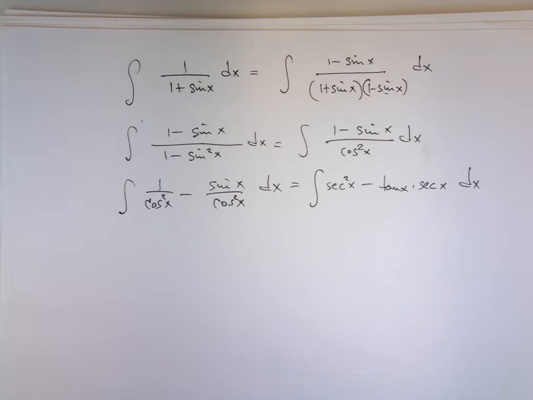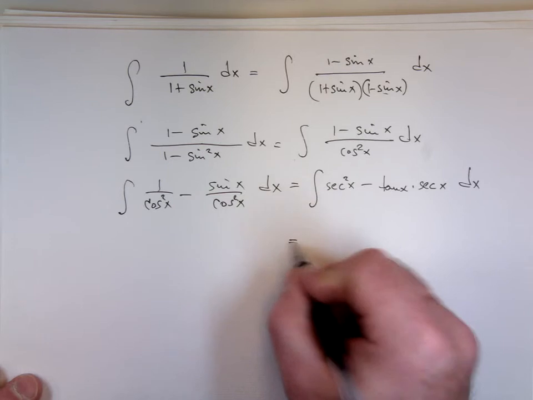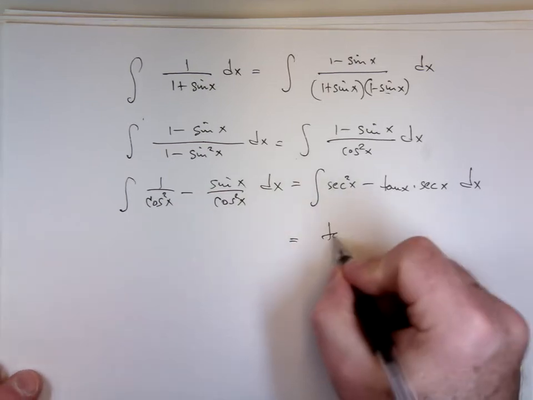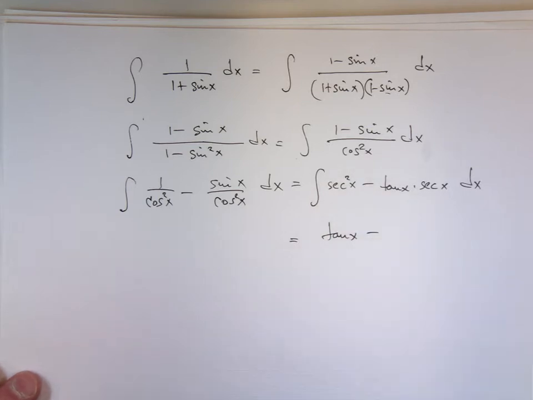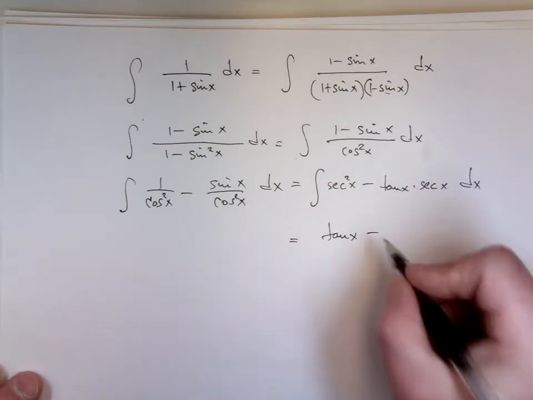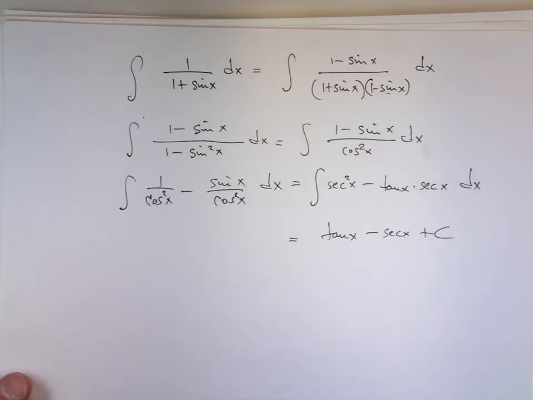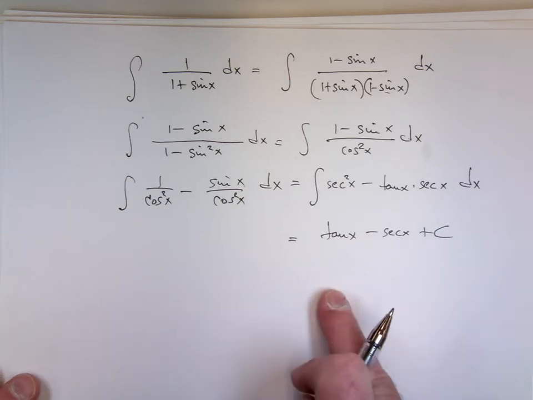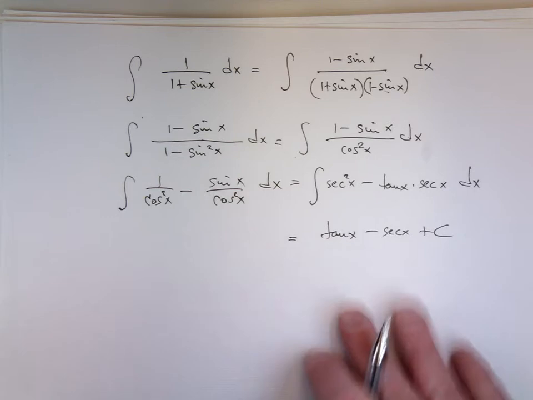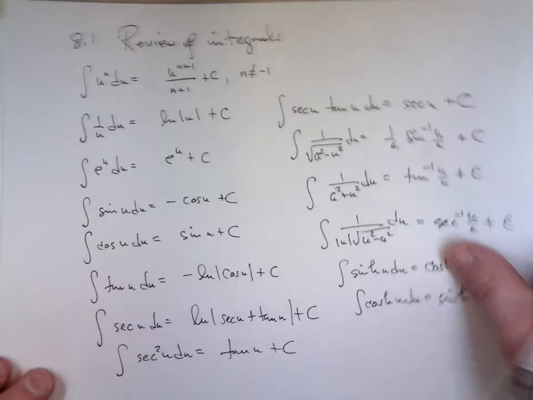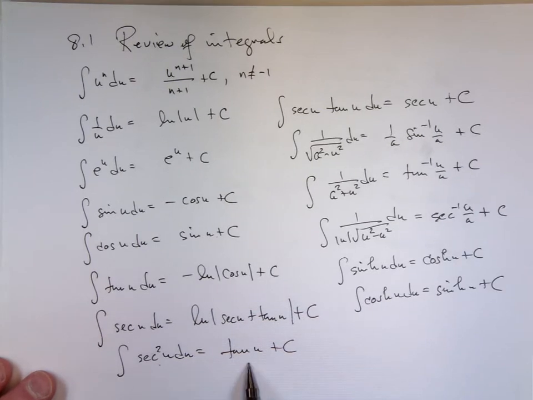Okay. What's the integral of secant squared? Tangent. What's the integral of secant tan? Secant. And that's the answer. Wait, so I thought the integral of secant squared was tan x and secant x. No, the integral of secant squared is tangent. The integral of secant tan is secant.